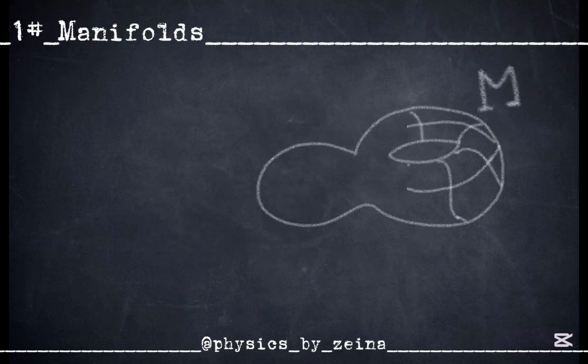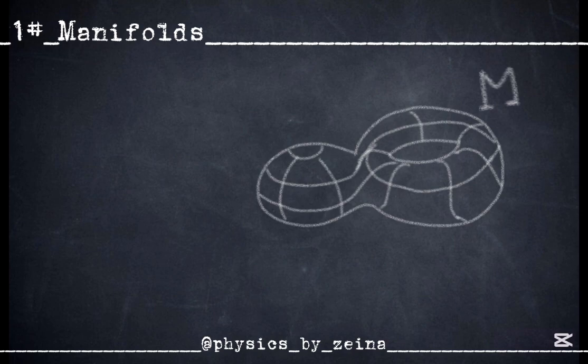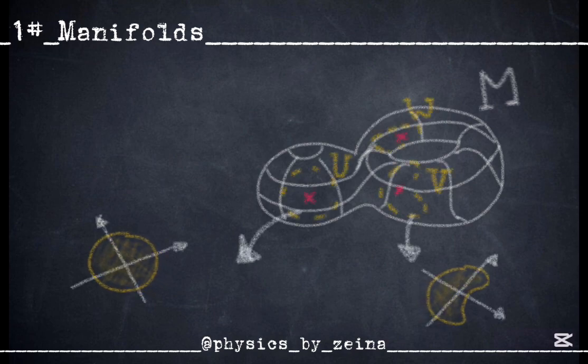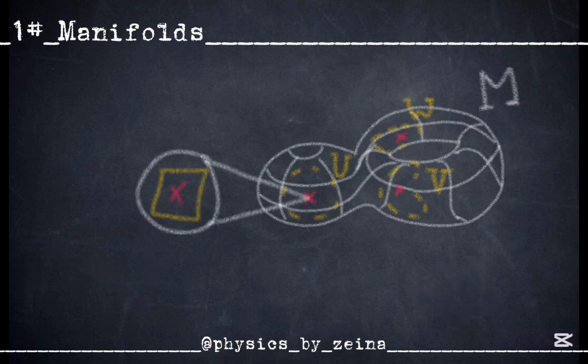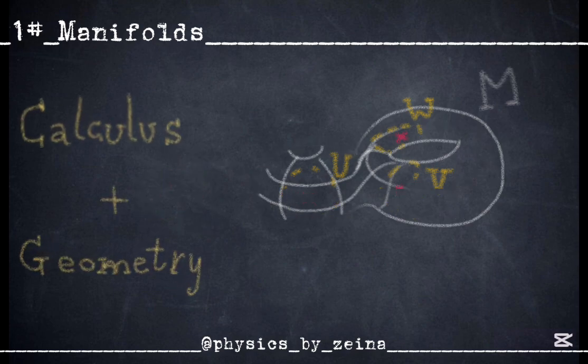A manifold M is a topological space, a set of neighborhoods, that locally resembles Euclidean space near each point, as we zoom to the very small scale. This feature allows us to study complex shapes and spaces using calculus and geometry.